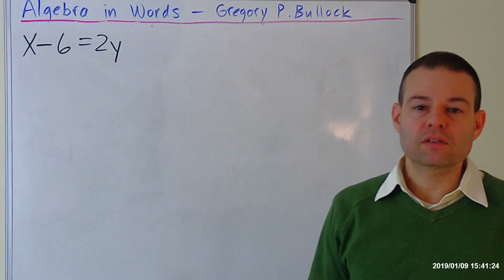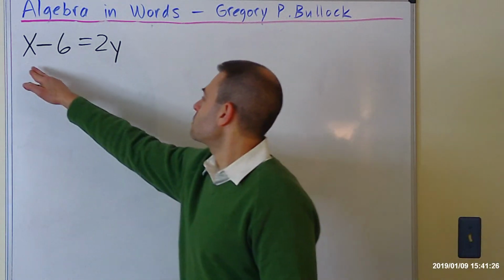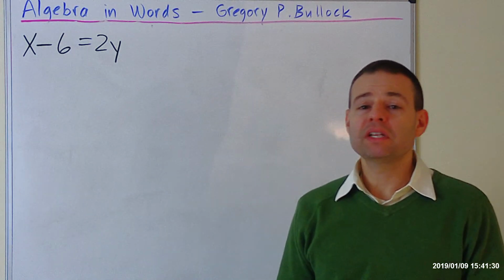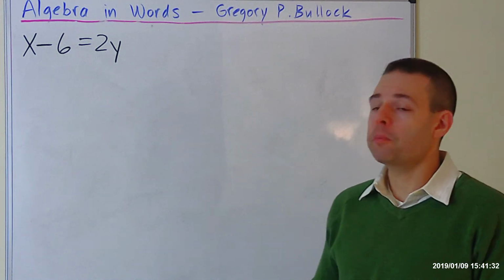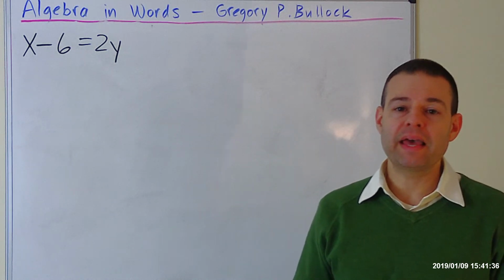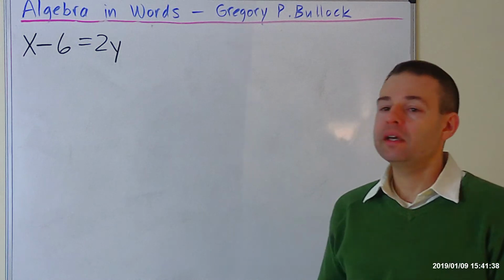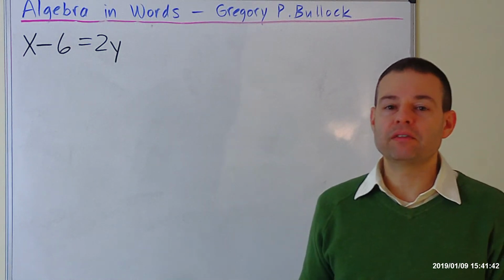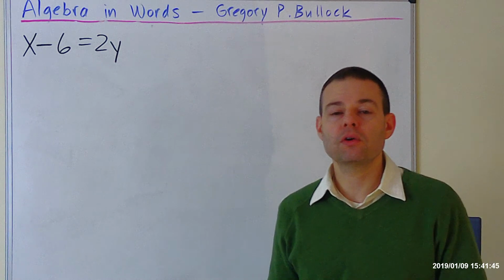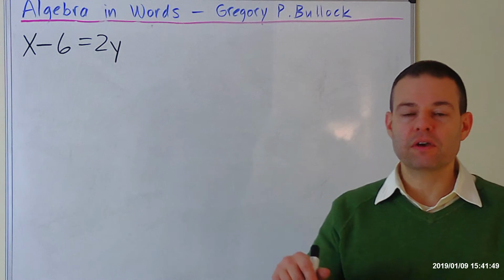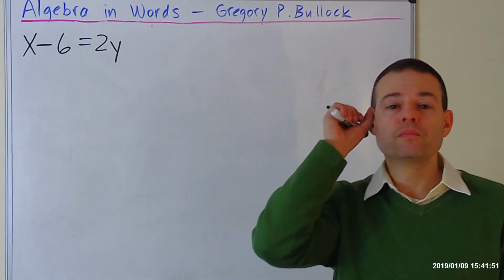What form is this equation in? x minus 6 is equal to 2y. It's not really any normal form. It's not in slope-intercept form, y equals mx plus b. It's not in standard form, ax plus by is equal to c. And it's not in point-slope form. It's just sort of in a random form, okay? Why did I choose this? Because we can always convert into slope-intercept form. So that's what we're going to do.